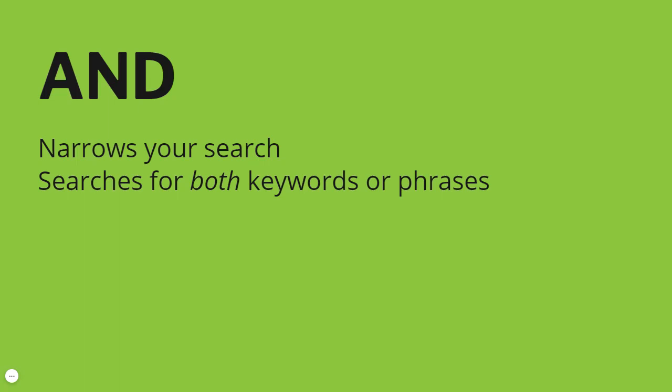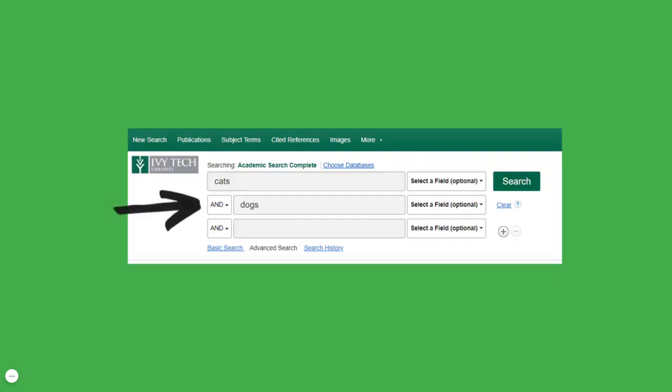And will narrow your search. Using and asks the database to search all the words or phrases to be included in your results. If you want to search for more than one idea or more than one phrase, use and to make that happen. For example, if you want to search for both cats and dogs, you'll get that result with and.